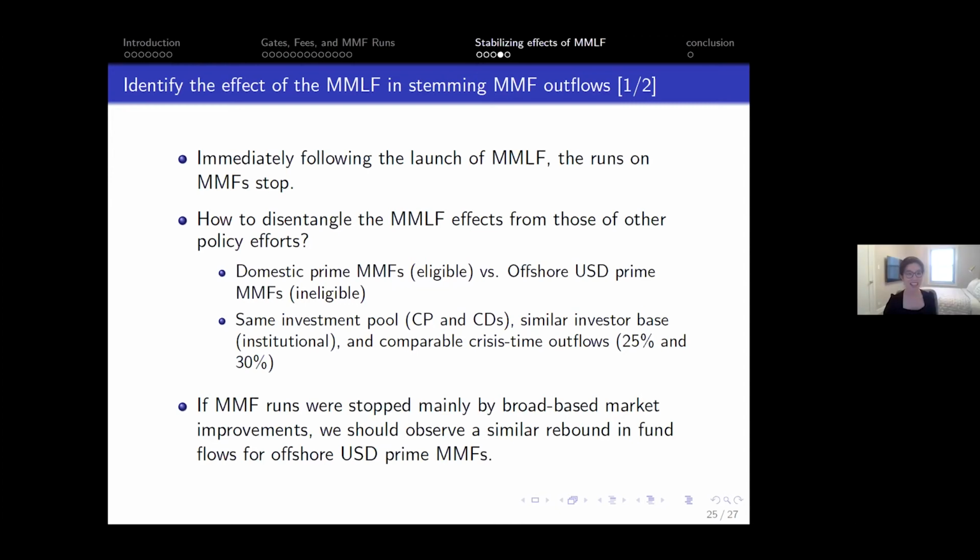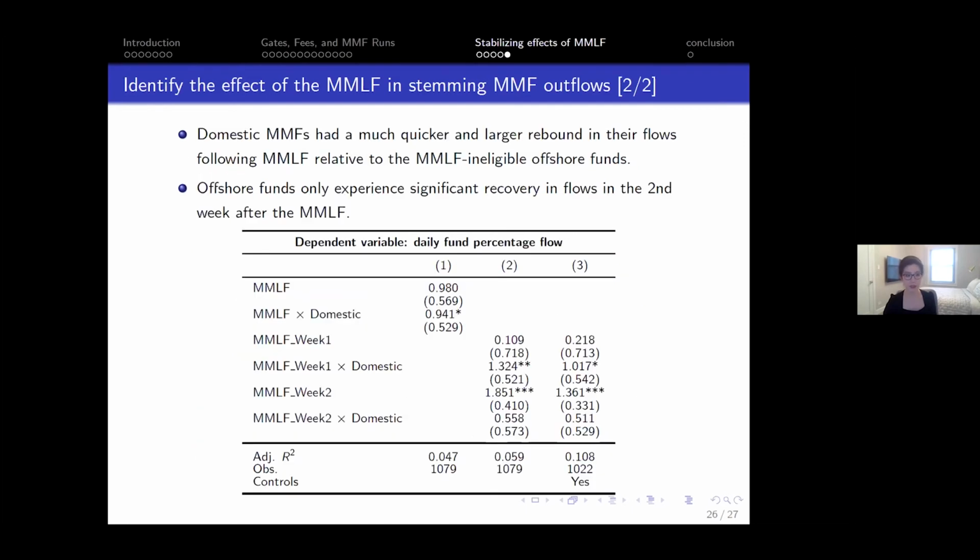Will do. And next, for the effects of MMLF in stemming money market fund outflows, here we just try to find a control group who experience similar outflows as US prime money market funds, but not eligible to MMLF. And using this control group, we show that the US money market funds had a much quicker and larger rebound in their flows following MMLF relative to the MMLF ineligible offshore US dollar funds.